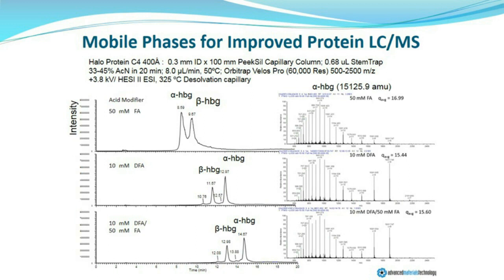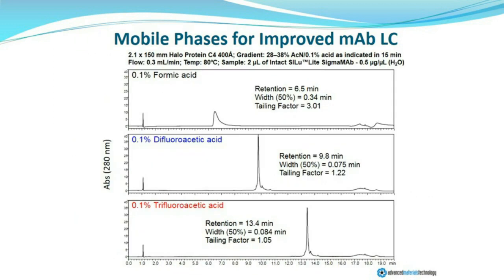We see this observation in terms of chromatographic performance with larger proteins. Hemoglobin subunits are around 15,000, 16,000. In this case, we're now looking at a monoclonal antibody separation. In this case, with a protein C4 400 angstrom pore size material, looking at formic acid on the top panel, difluoroacetic acid in the middle, and trifluoroacetic acid on the bottom. And what you can observe is that both difluoroacetic acid and trifluoroacetic acid will generate useful chromatographic performance, whereas formic acid will not.